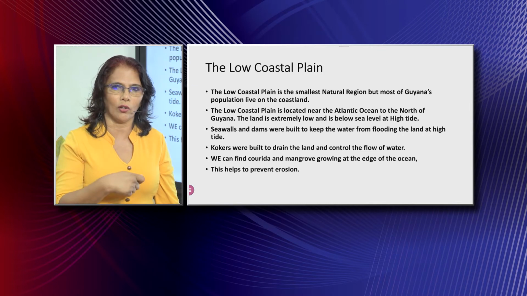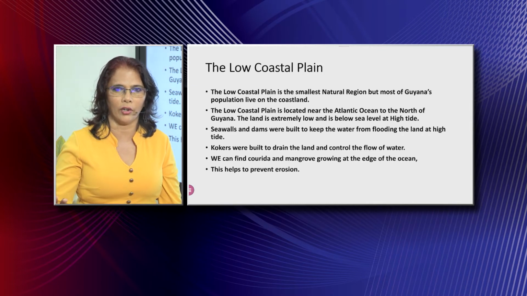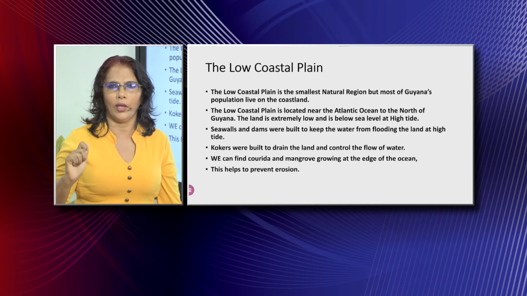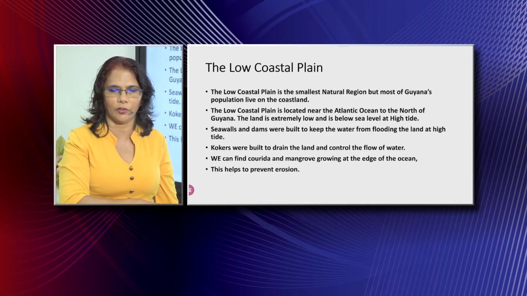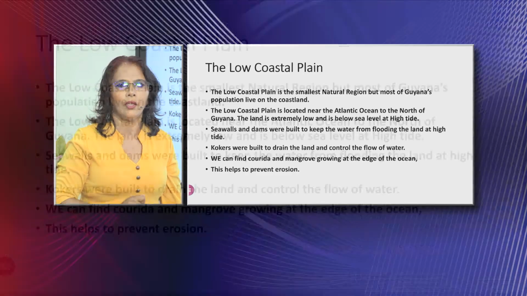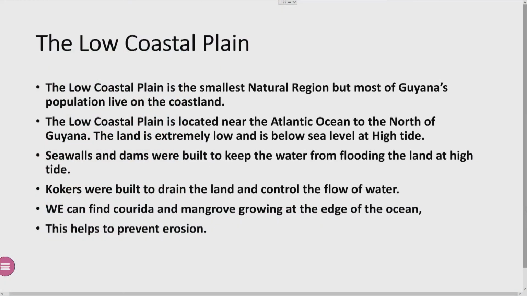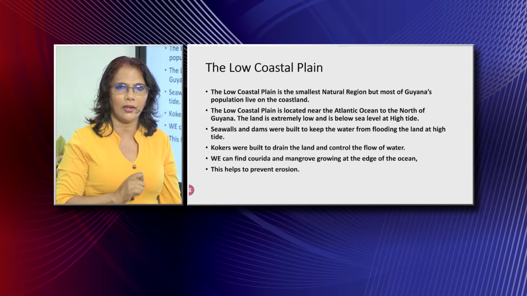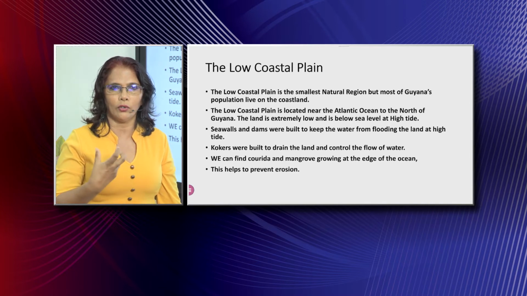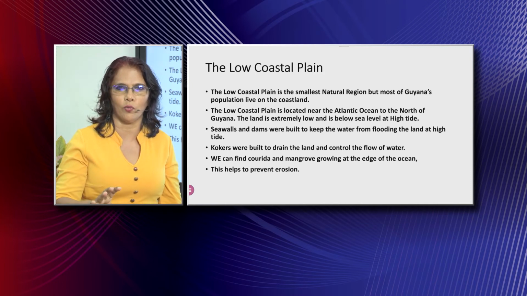That is, water that is on the land after rainfall runs out, and when there is a high tide, the coker prevents water from the ocean coming in. We can find corrida and mangrove growing at the edge of the ocean. This helps to prevent erosion. Do you know what erosion is? Erosion is the washing and carrying away of soil. So the roots of the corrida and the mangrove hold the soil together, and that prevents it from washing away.